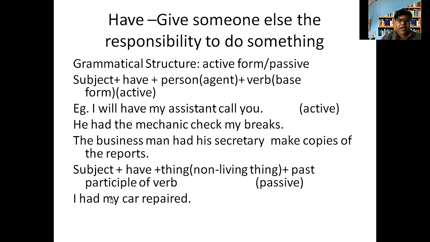In this situation: I had my car repaired. Here, I is the subject, had is the causative verb, and my car is the object. It is the object, a non-living thing. I had my car repair, and repair is the past participle form of the verb, it means verb three. When the causative verb is followed by the object, then we make this past participle form.